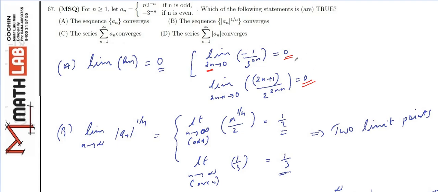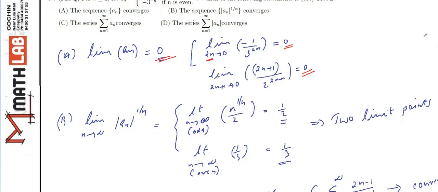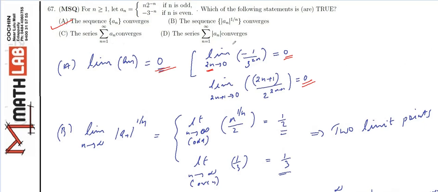It's an alternating sequence, right? Positive, negative, yes, it's an alternating sequence, but this is the only limit point that we have, 0. So we can say that the limit of the sequence is equal to 0. All right. So the first one is right: the sequence converges, and it converges to 0.